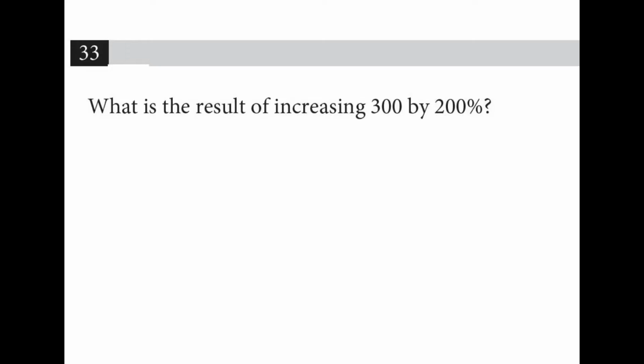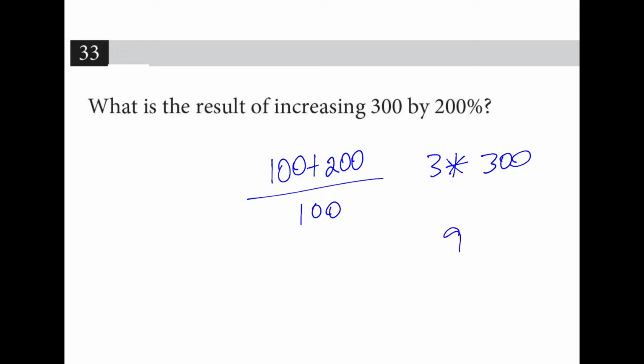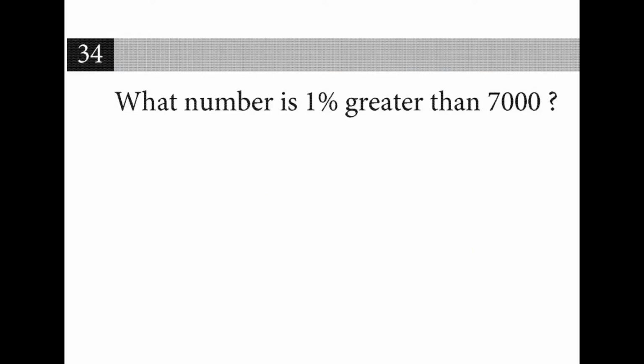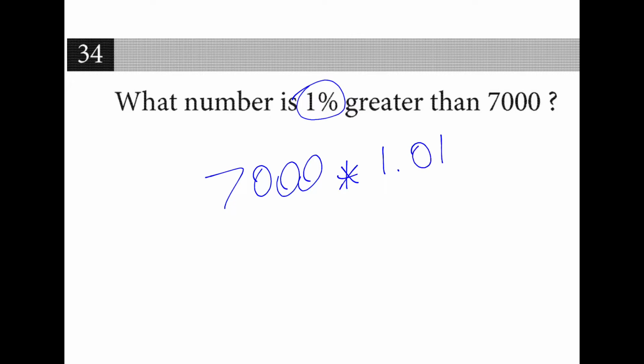If we increase 300 by 200%, that's taking 100 plus 200 all over 100, or in other words 3 times 300, which gives us 900. We want to go 1% greater than 7,000, so we take 7,000 times 1.01. The answer is 7,070.